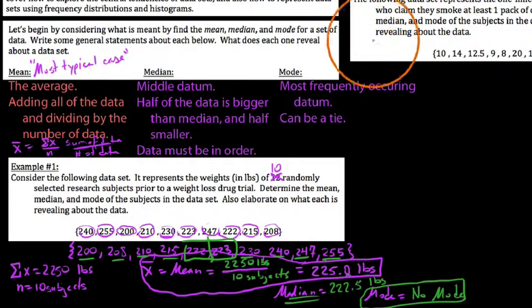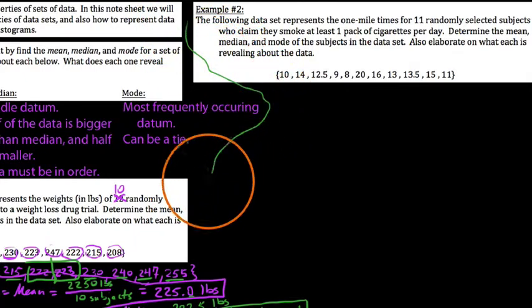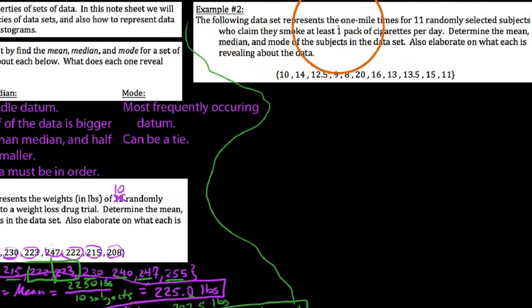So now we have a data set up here. I would say that you could pause the video and try this on your own. But for right now, I'm just going to go ahead and find the mean, median, mode for this. It says the following data set represents the 1 mile times for 11 randomly selected subjects who claim that they smoke at least a pack of cigarettes per day. So we want to find the mean, median, and mode and tell what these things mean.